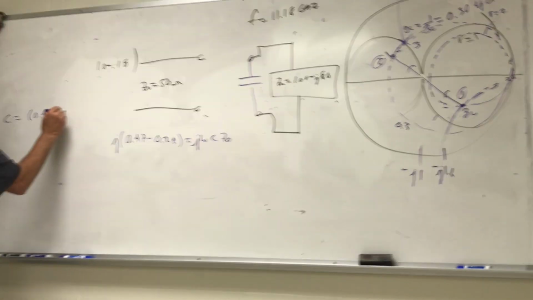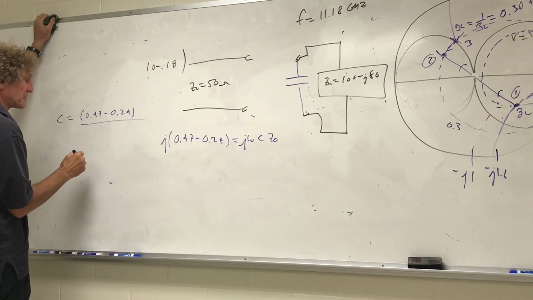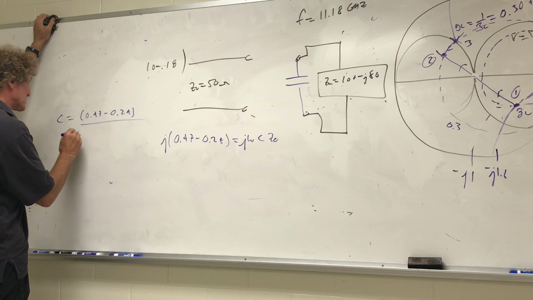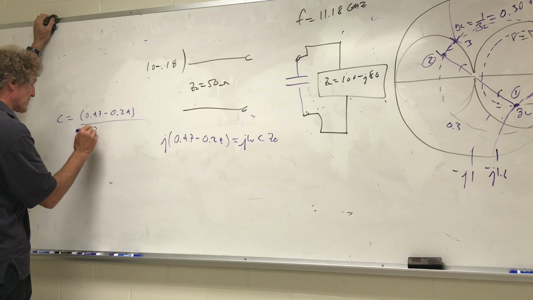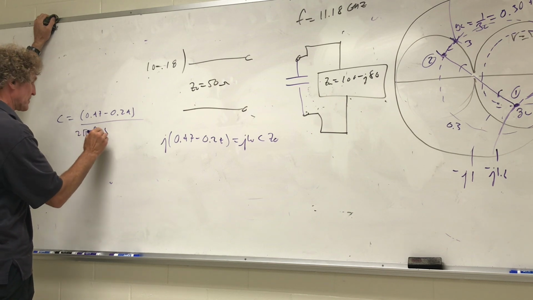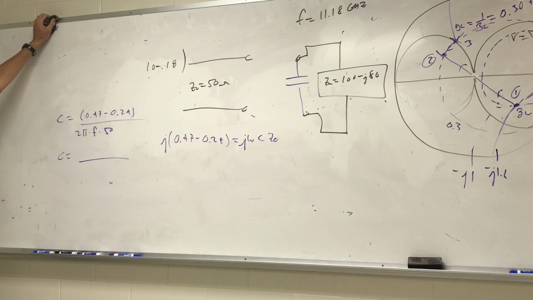We have 0.47 minus 0.24. I'm leaving it that way on purpose. Then it's divided by omega, which is 2 pi times that frequency, I'm just going to call it f, times Z naught, which is 50. So what value of C do you get? I bet you it's small. 0.065 picofarad. Is that right?